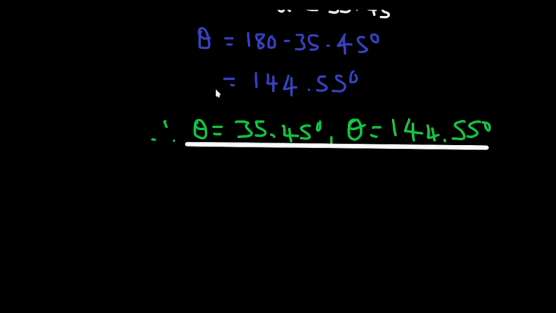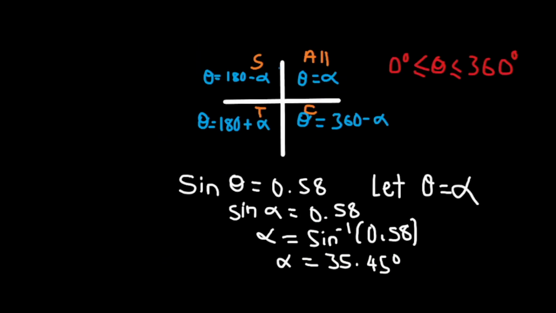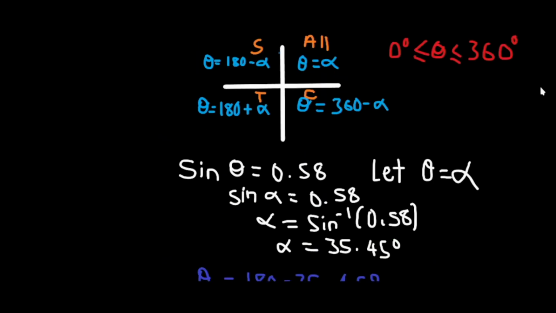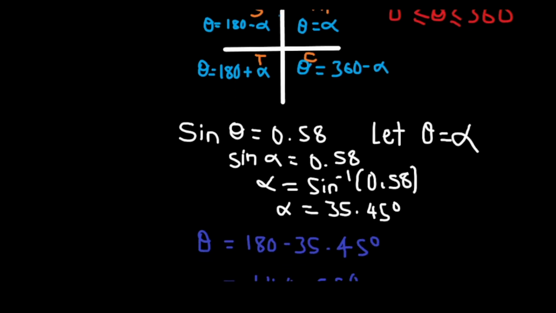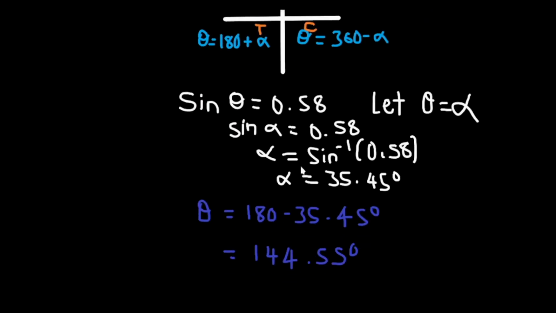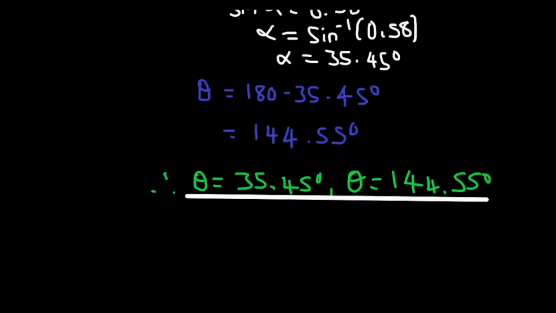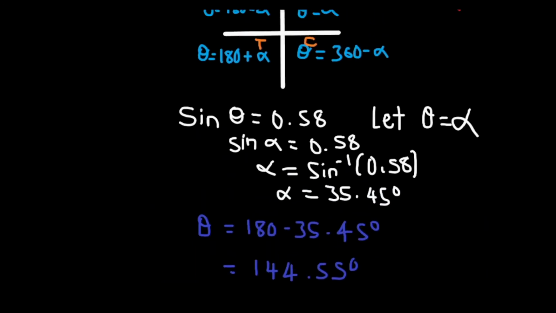So this is how you solve that, given that you understand the quadrants and the limit given. You say your alpha has to be equal to your theta. Then you first find your first value of alpha, which is actually theta, because alpha and theta are equal, as we said. Then you find your other answer using the quadrants. But for the sake of practice, let's go ahead and try out another question.